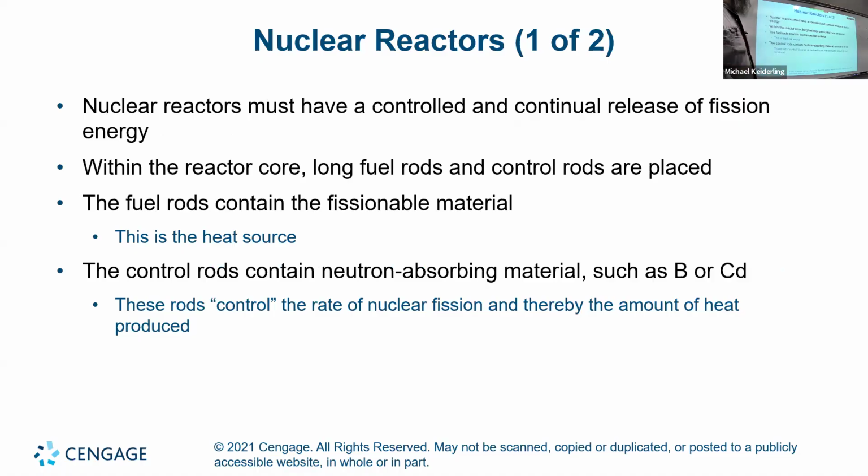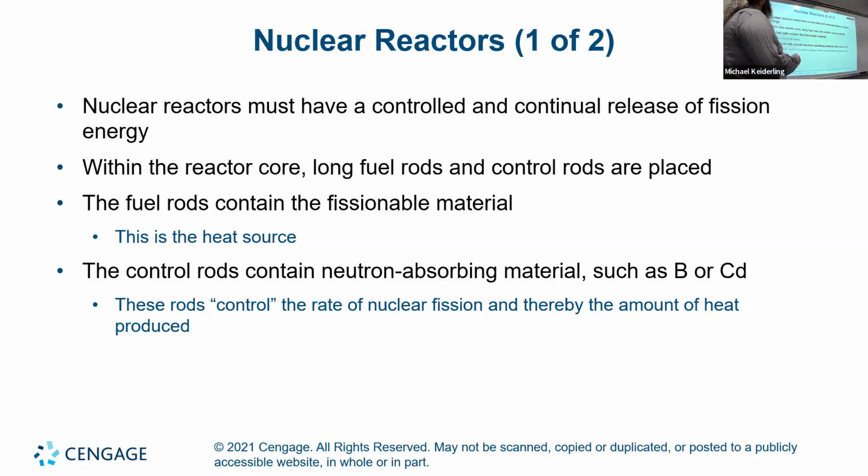Now nuclear reactors are designed to never go supercritical and go crazy. They have to have a controlled and continual release of fission energy. And the first intentional fission chain reaction was in a nuclear reactor. It was a controlled one. And it was actually in Chicago, on the University of Chicago campus, in a squash court.